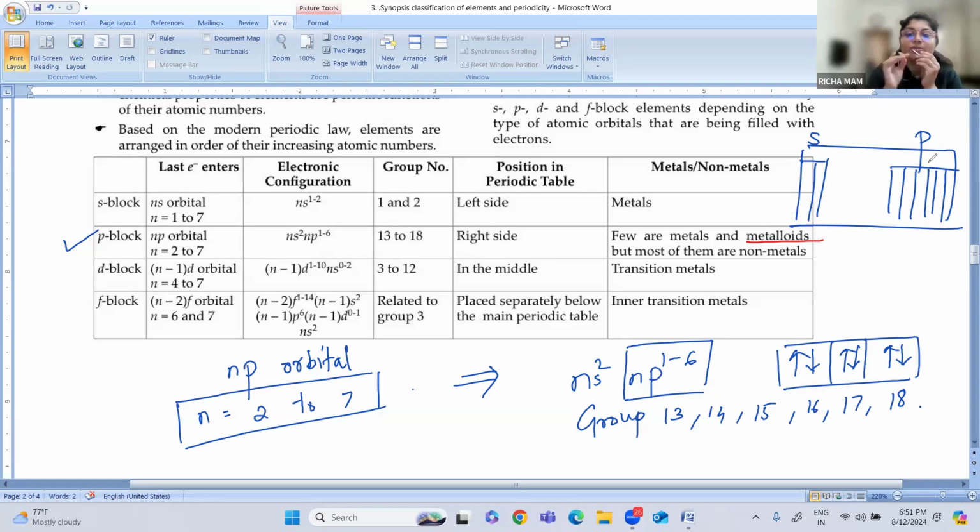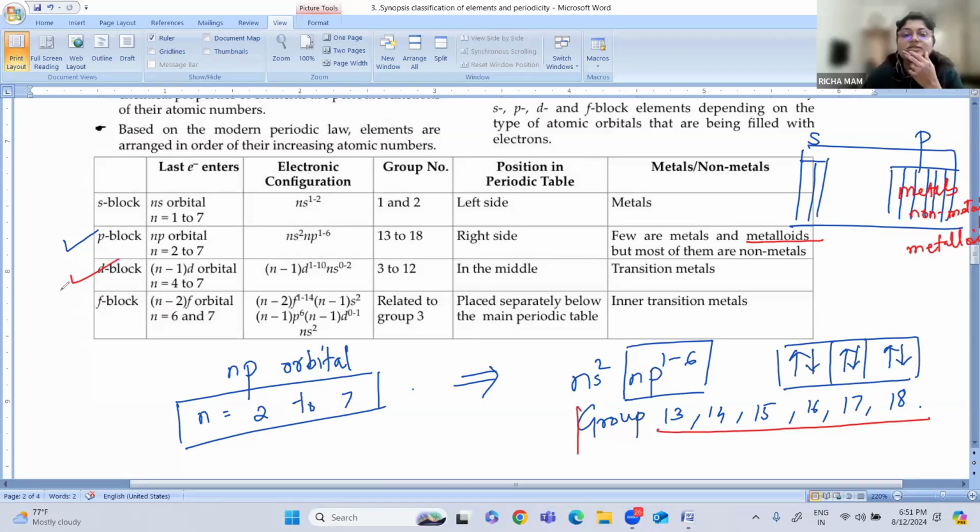So metalloids have both properties. They act as a metal also, and they act as a non-metal also. So in the p block you have metals, non-metals, and metalloids. Remember this, very, very important. Electronic configuration is very important. And what are the groups? Group 13 to group 18.